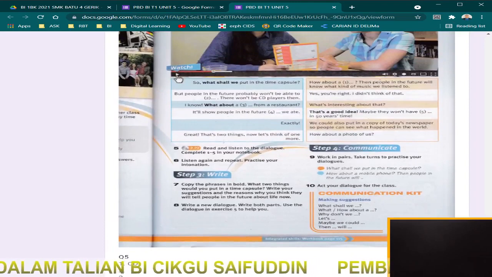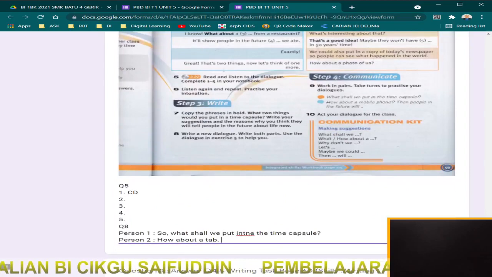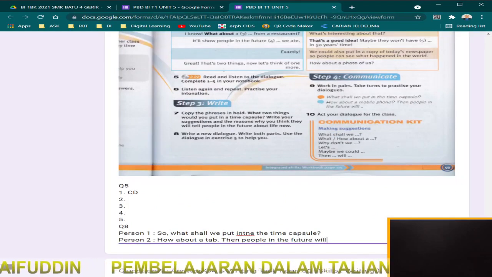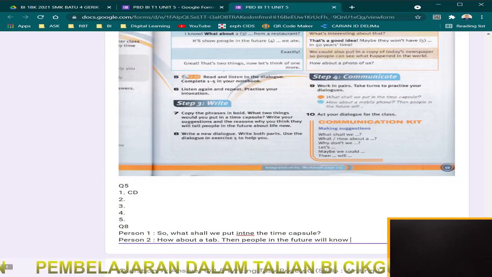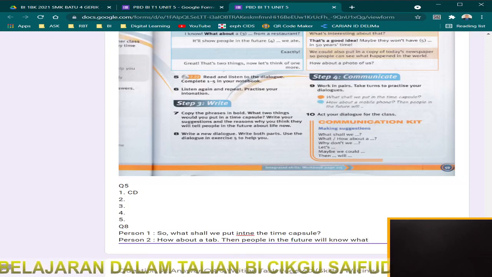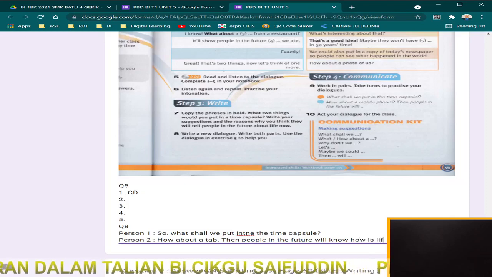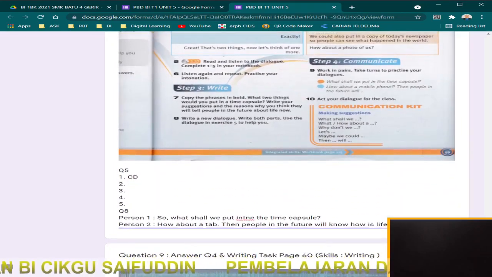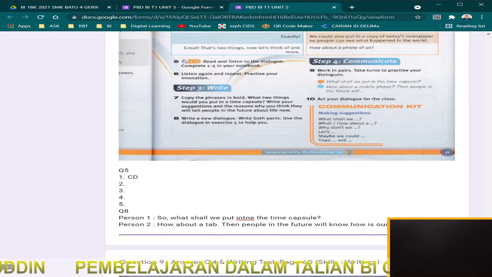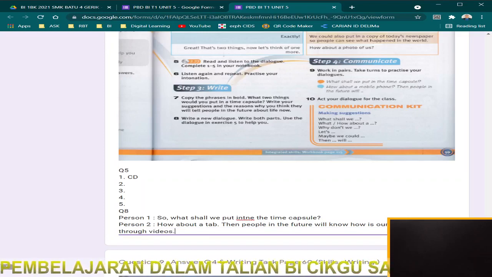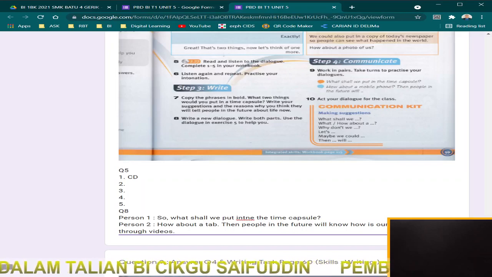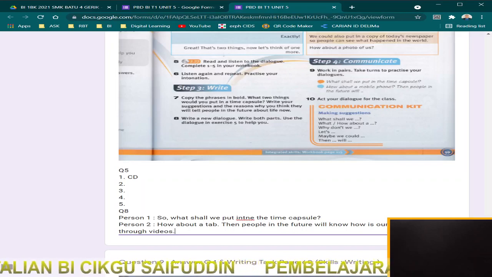So something that, then people in the future will know how it's like, how is our life right now through video. Kamu boleh ubah-ubah sesuai sedikit. Okay, ikut kesesuaian idea anda. So how about a tab? Then people in the future will know how is our life right now through videos. Maksudnya mereka boleh lihat video-video yang disimpan di dalam tab tersebut.